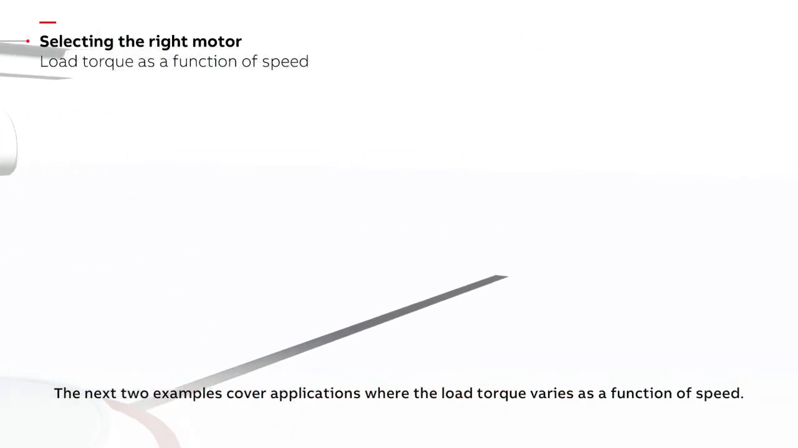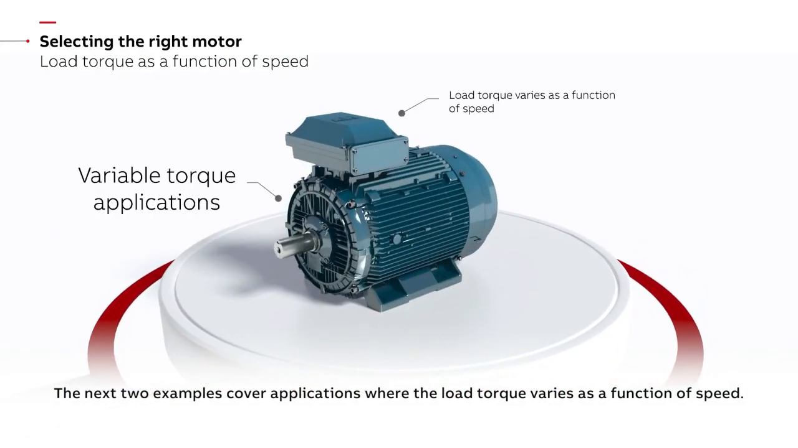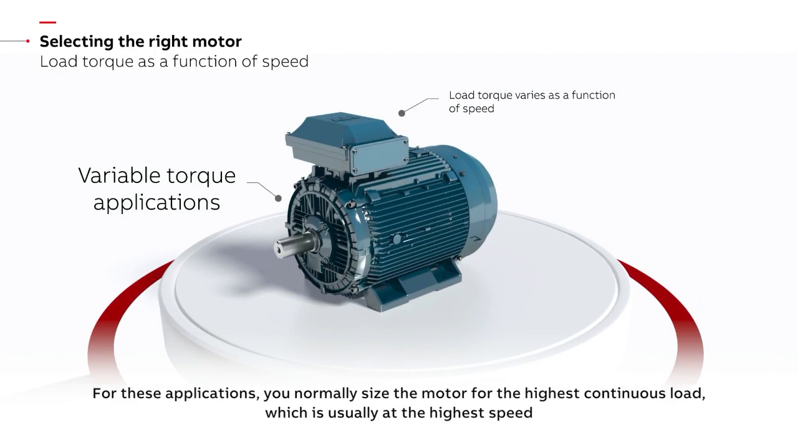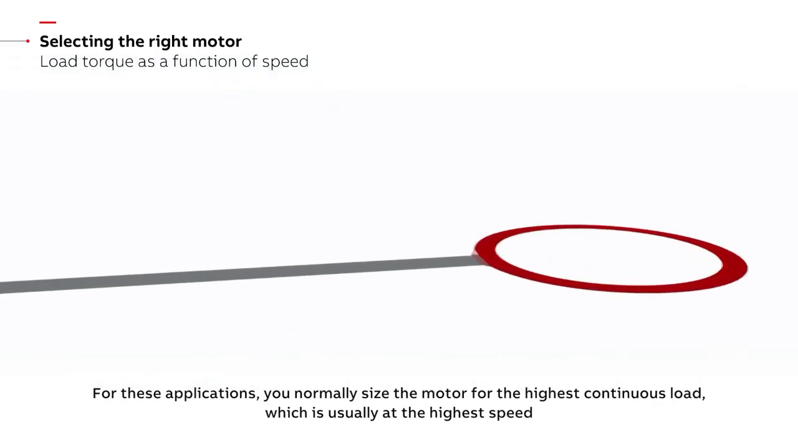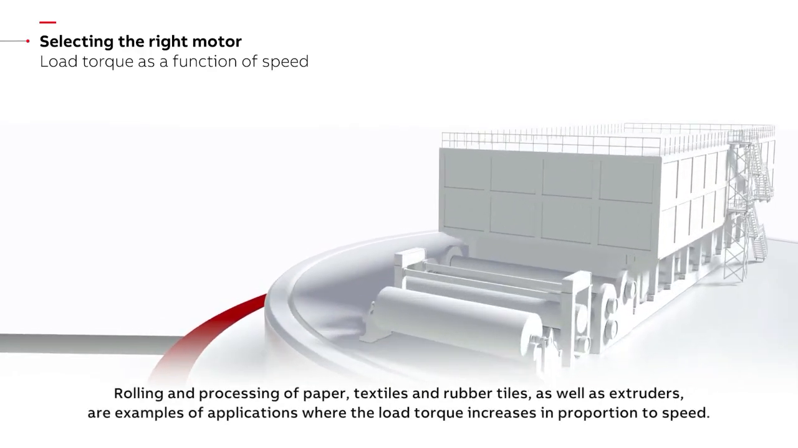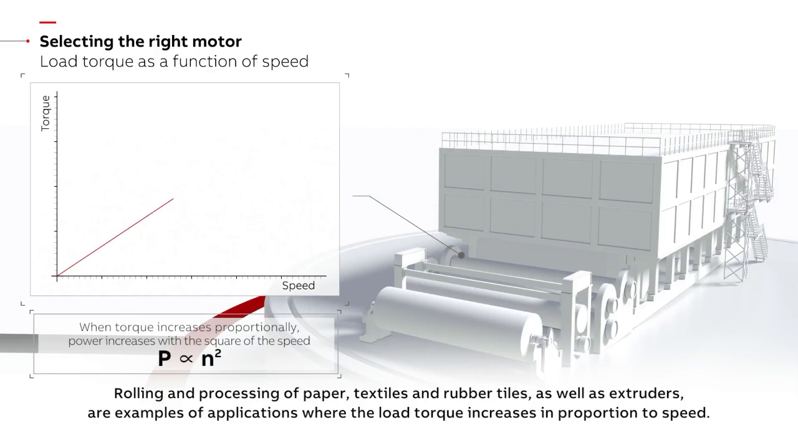The next 2 examples cover applications where the load torque varies as a function of speed. For these applications, you normally size the motor for the highest continuous load, which is usually at the highest speed. Rolling and processing of paper, textiles, and rubber tiles, as well as extruders, are examples of applications where the load torque increases in proportion to speed.